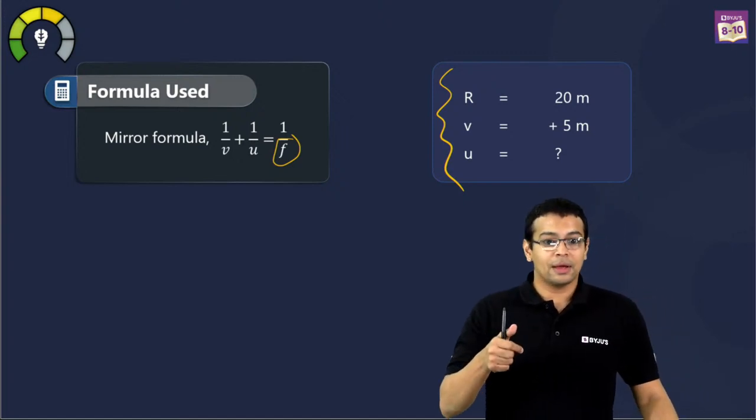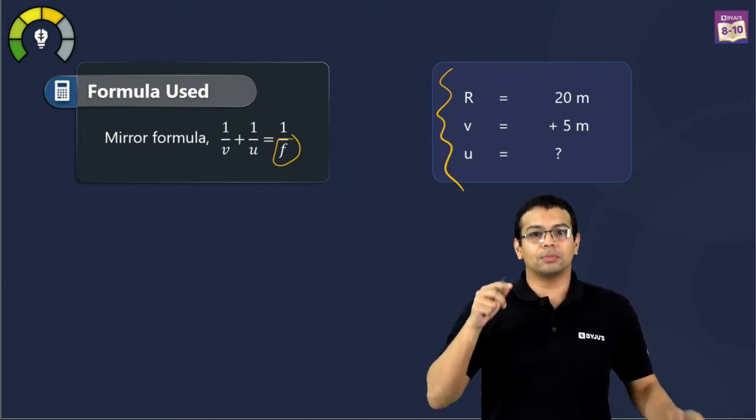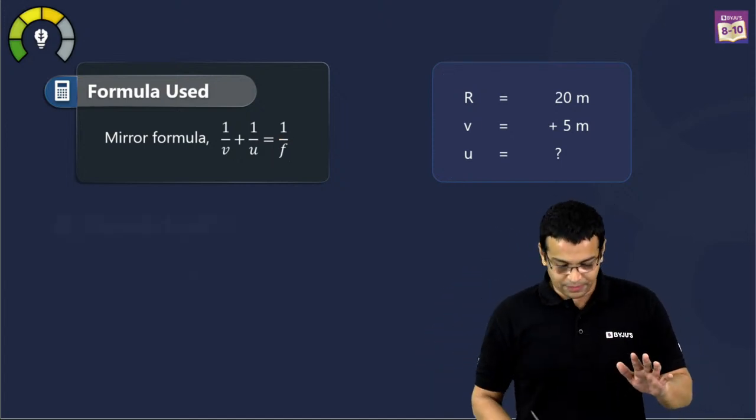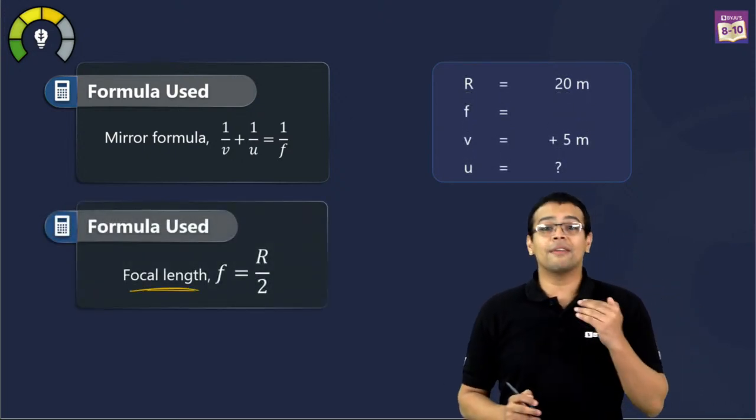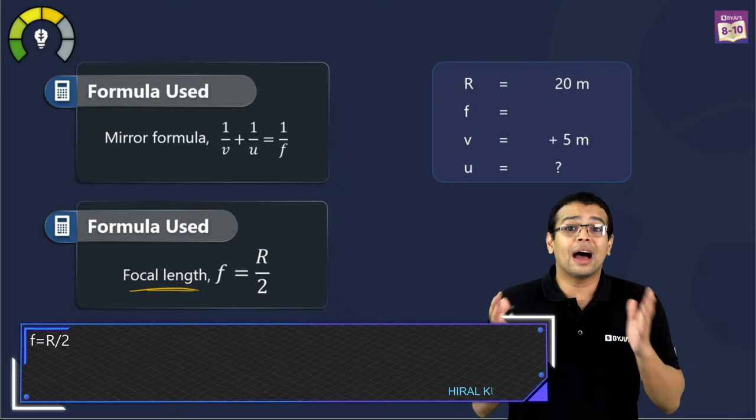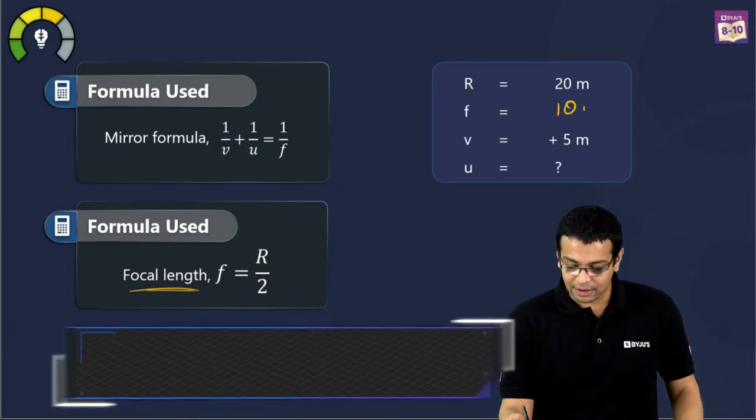Okay, how do I get F? Lens formula, awesome. Thank you, R over 2, right? 20 divided by 2, awesome stuff. Really simple, right? How do I do that? I use the focal length formula of F is equal to R over 2, because F is nothing but half the distance between the center and the pole. Cool, which is basically 10 meter.